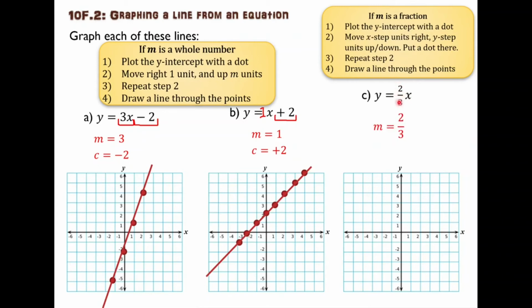Here we do have a fraction. The gradient is the coefficient of x. So the gradient is this 2 over 3. The y-intercept, well, you could imagine that there's a +0 here, right? It wouldn't change it if I had the +0. That would be the same line because it's the same equation. +0 won't change what this right-hand side is. So the y-intercept is 0. So I'm going to put a dot right here.